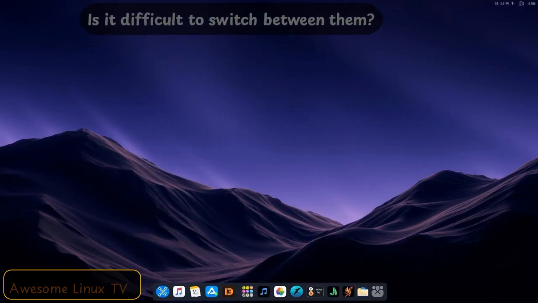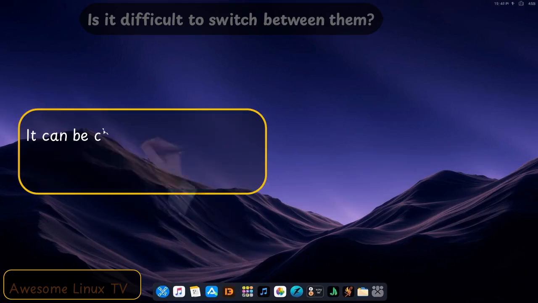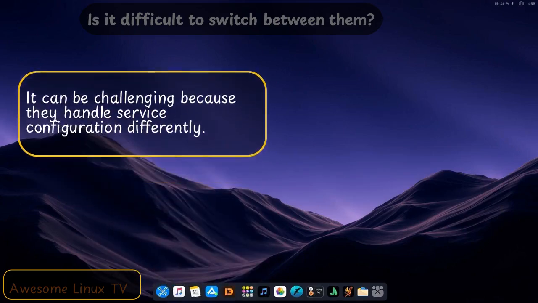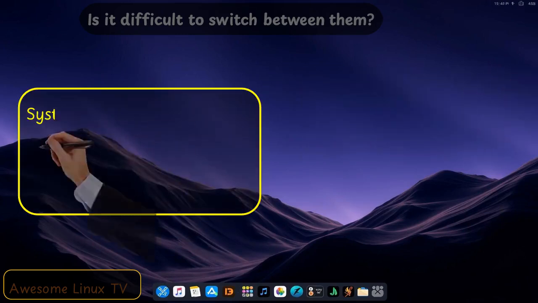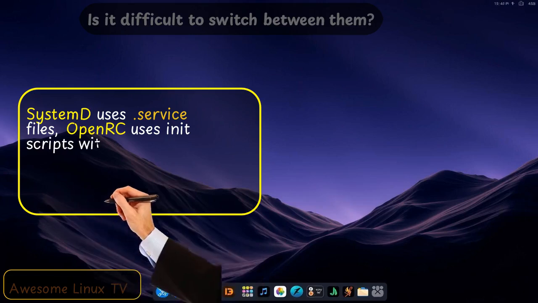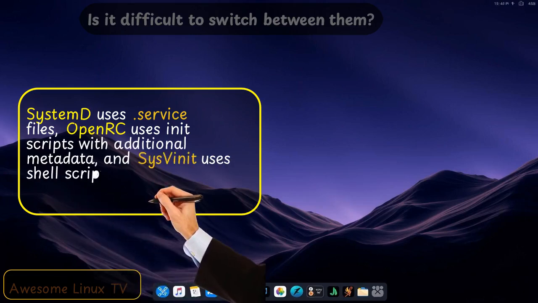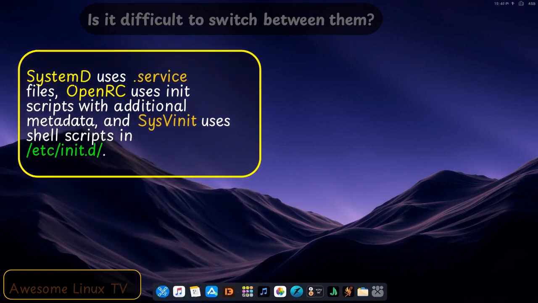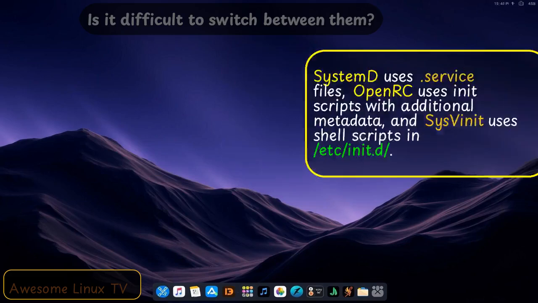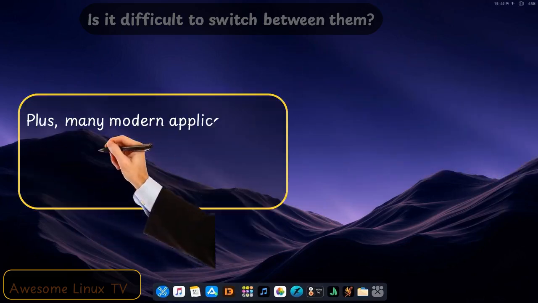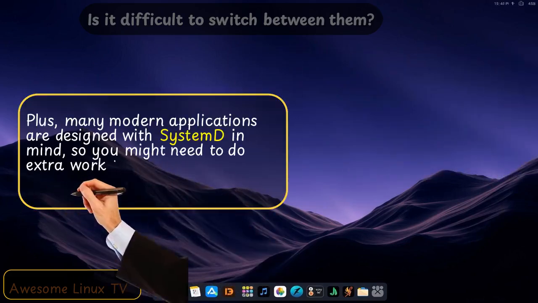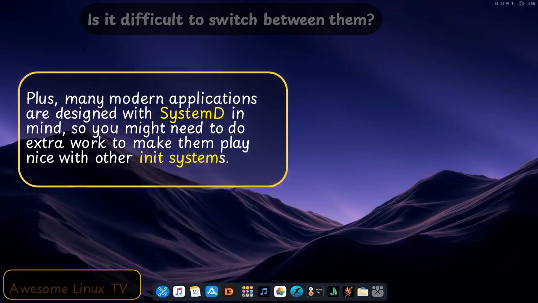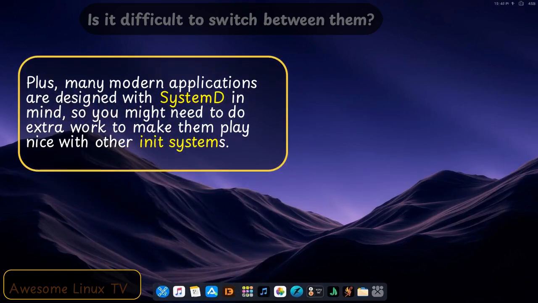Is it difficult to switch between them? It can be challenging because they handle service configuration differently. SystemD uses .service files, OpenRC uses init scripts with additional metadata, and SysVinit uses shell scripts in /etc/init.d/. Plus, many modern applications are designed with SystemD in mind, so you might need to do extra work to make them play nice with other init systems.